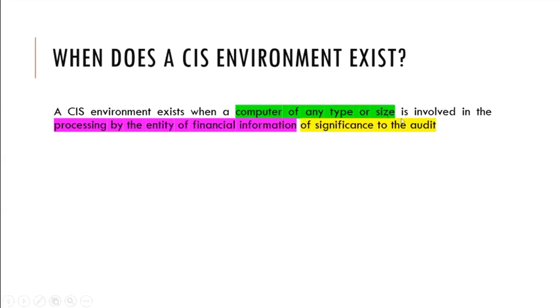So it doesn't necessarily mean nga dapat dako gyud kaayo siya nga computer system, any computer of any type or size, as long as our auditee uses a computer that is of any type or size, and then that computer is used by our auditee to process financial information that we need to look into as we conduct our audit. So we could say, if during your study of the environment of the auditee, you can see their computers or laptops, then we could say that a CIS environment exists in that specific auditee.